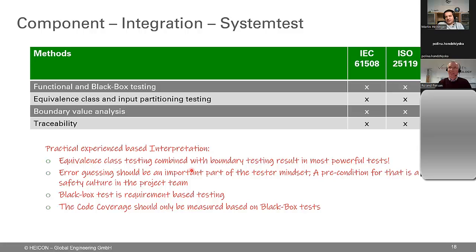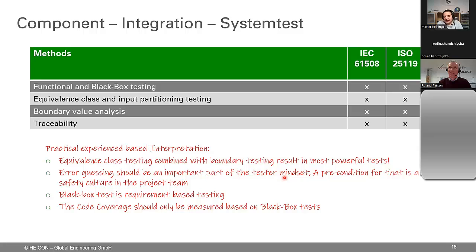Equivalence class testing combined with boundary testing results in the most powerful tests. Number 2, error guessing should be an important part of the tester's mindset. This is the key. The safety standards try to handle this indirectly by asking for experienced, knowledgeable people, and so on and so forth. But still, you do not have the mindset.